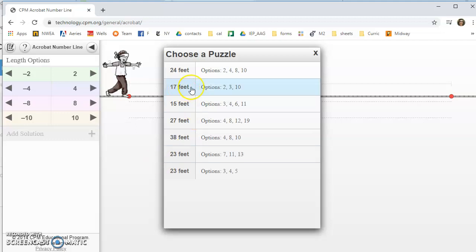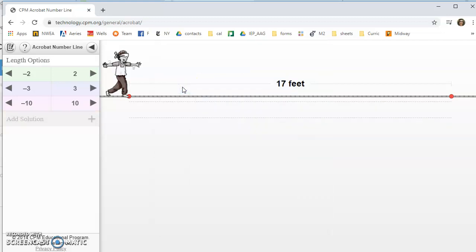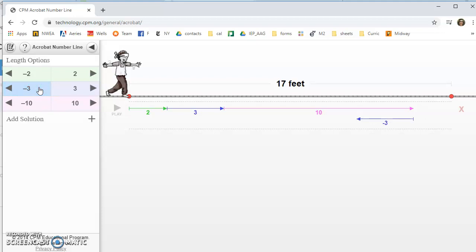So let's move to the one that is 17 feet. You can see that my options over here, on the left-hand side, have changed. Now I could go in hops of 2, 3, and 10 feet. So I can go 2 feet, 3 feet, 10 feet. So I'm going all in the positive direction here. When I add a negative, what happens to my total? So if I add a -3 here, before I add the -3, I'm at 15 feet. When I add the -3, I go backwards 3 feet. So now I think I'm at 12 feet.